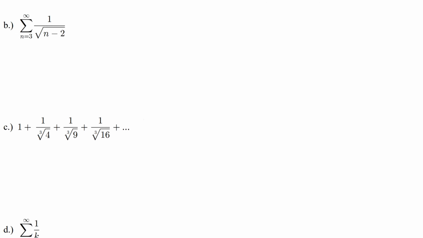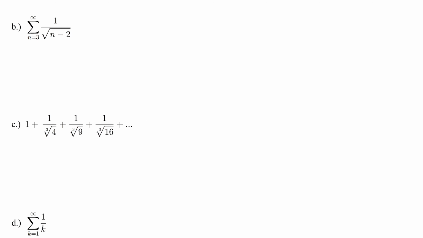Sum from n equals 3 to infinity of 1 over the square root of n minus 2. Now, I do observe that that radical represents a 1/2 power in the denominator, but it's not just n under that radical, it's n minus 2. It would be convenient if it were just an n. We would like for it to look like this, because that's going to be a P series, right? 1 over n to the 1/2 power.